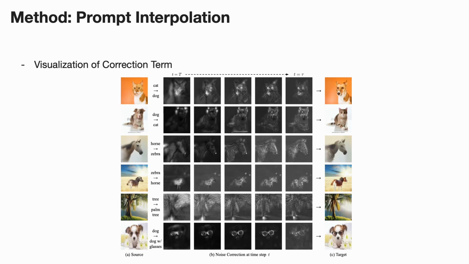This is the figure visualizing the correction term in 6 different translation tasks. Experimentally, we found that the correction term only focuses on a region of interest in the source images.